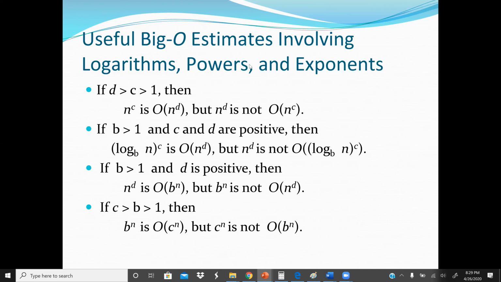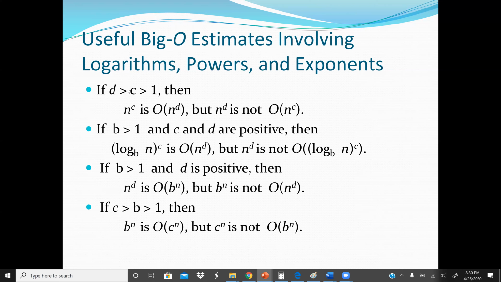So useful big O estimates involve logs, powers, and exponents. Here we say that if d is greater than c, and c is greater than 1, then n to the power c is big O of n to the power d. But n to the power d is not big O of n to the power c. Why? The main reason is because c is less than d.